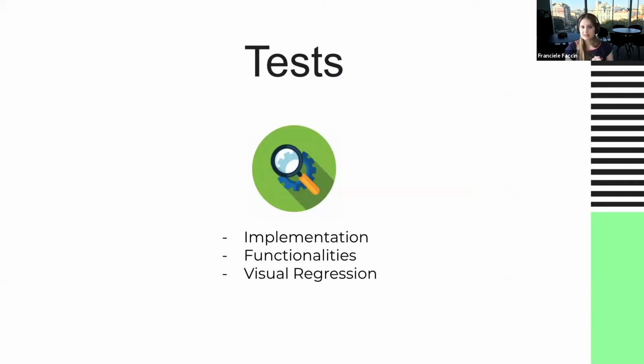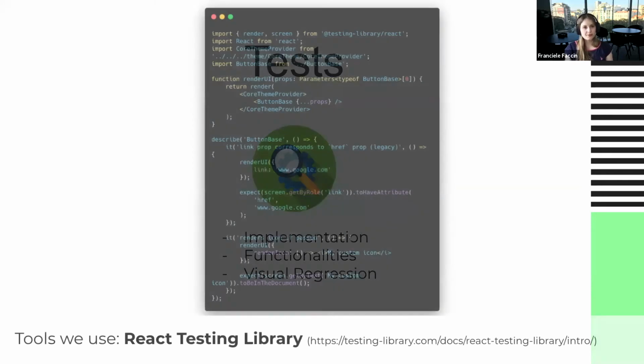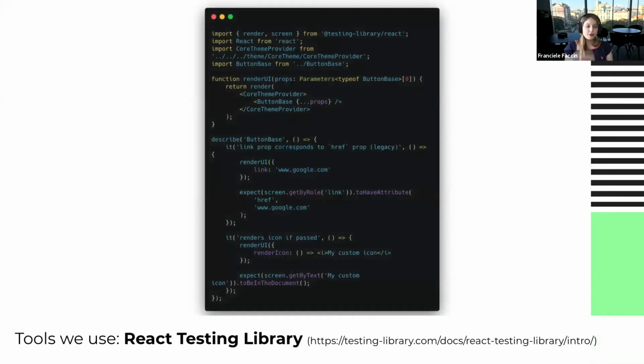We also have tests in place. We have tests for the implementation and functionalities of the components. And most recently, we've also added visual regression tests to our library. For unit tests, we are using React Testing Library. We use it to test the different states and whether changes of state are happening correctly, also some basic user interaction, and whether the component behaves correctly when something happens to it.